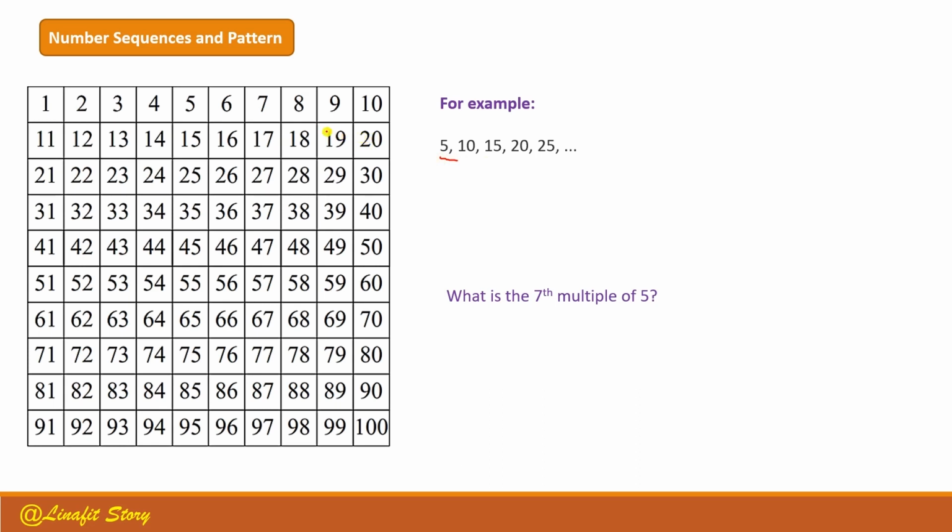Now look at the table here. We will list all the multiples of 5. So 5, 10, 15, 20, 25, 30, 35, 40, and so on. So what is the seventh multiple of 5? 1, 2, 3, 4, 5, 6, 7. So the answer is equal to 35.